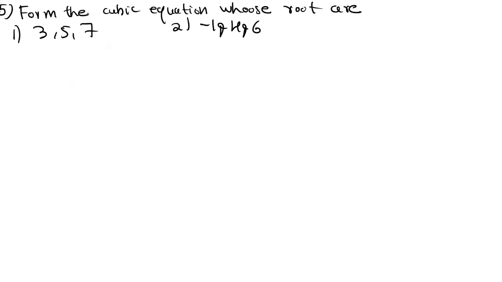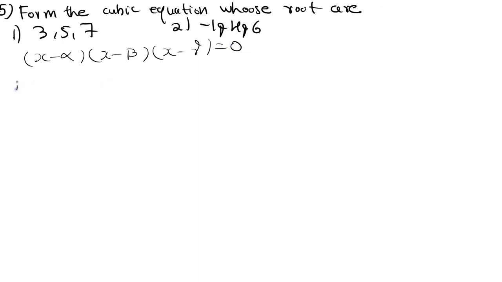See the next question. Form the cubic equation whose roots are 3, 5, 7. Second one: minus 1, 4, 6. We know the formula, right? Alpha, beta and gamma are the roots. Then what is the cubic equation? x minus alpha into x minus beta into x minus gamma is equal to 0.